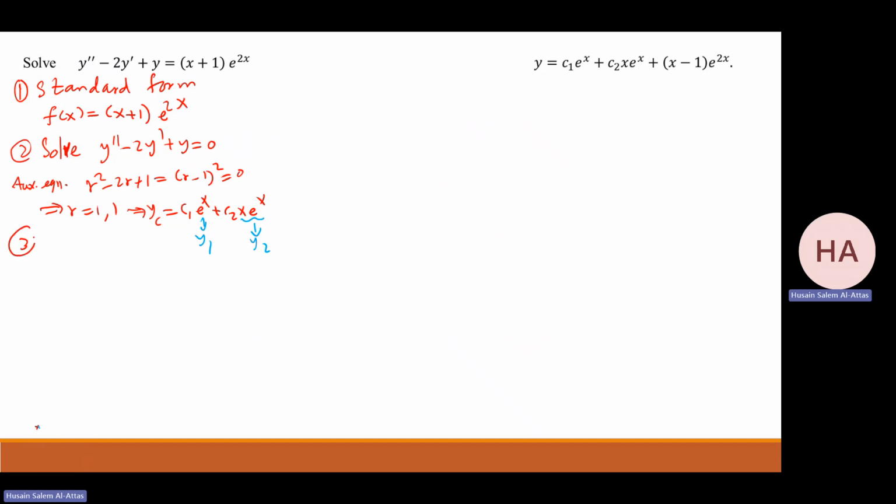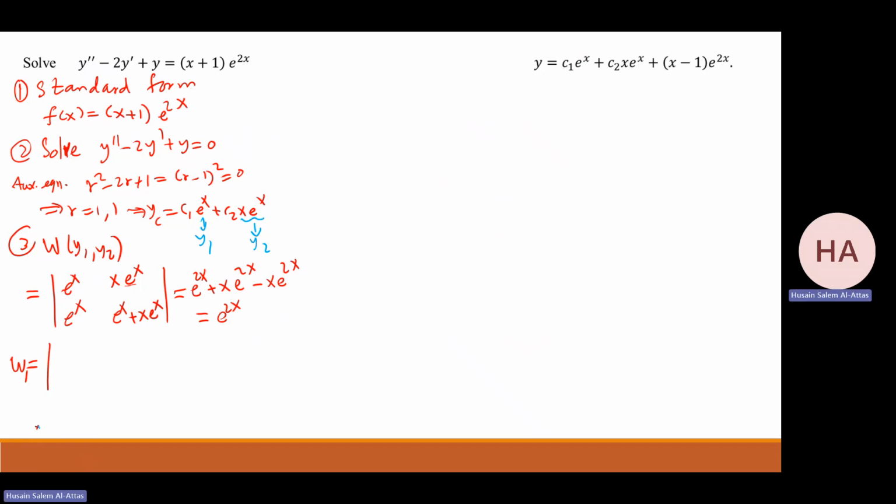And third step, W of y1, y2, that will be equal what? e to the power x, x e to the power x. I have e to the power x. What's the derivative of this? e to the power x plus x e to the power x. That gives me what? e to the power 2x plus x e to the power 2x minus x e to the power 2x. That gives me e to the power 2x. That will be W. Then I'll find W1.